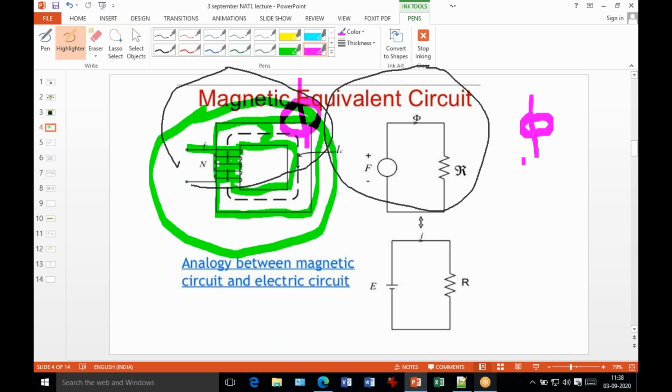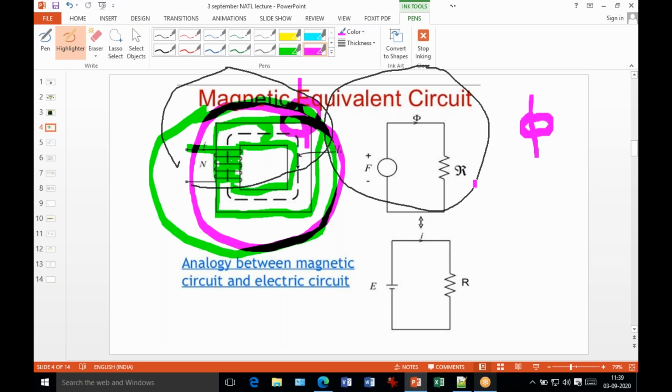So that is like a current. Already I discussed that flux is like a current. You know the current is available in the electrical circuit, but here the flux is available in place of current. So this is the very simple structure of the magnetic circuit. Now my objective is how to convert this magnetic circuit into an electrical representation.